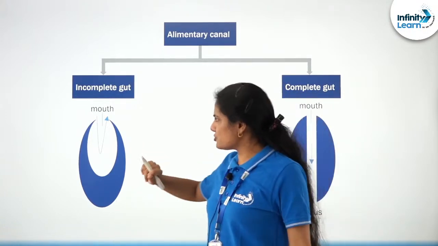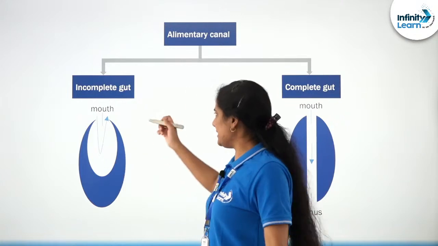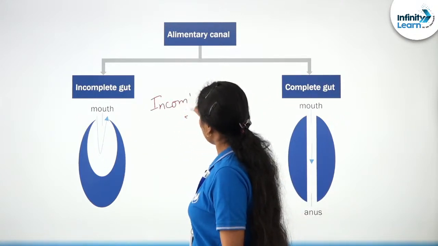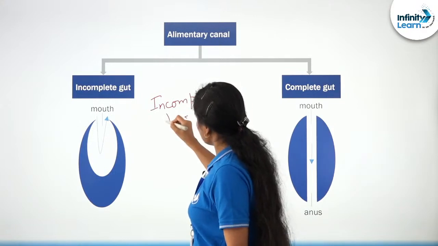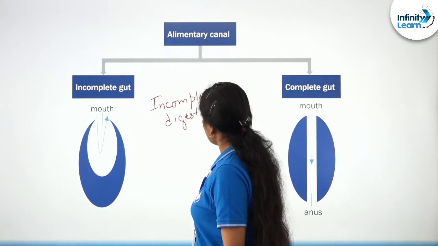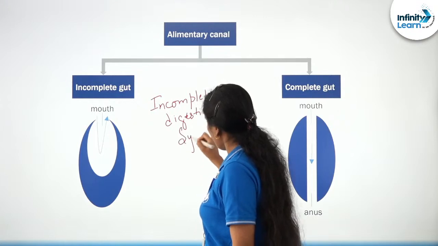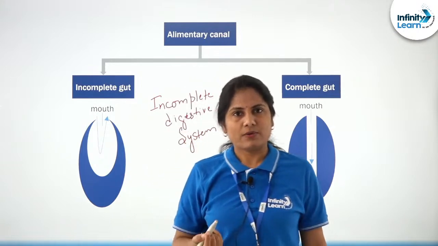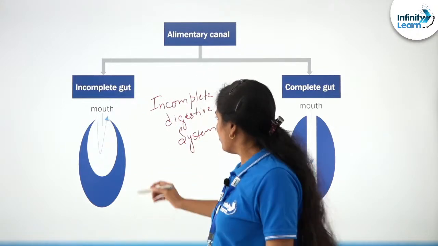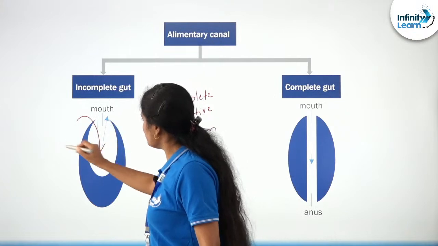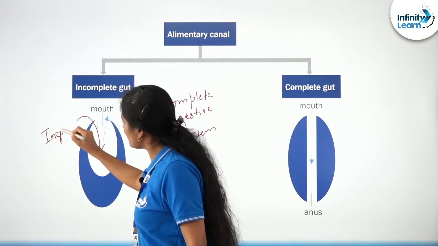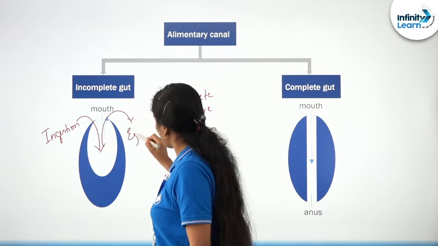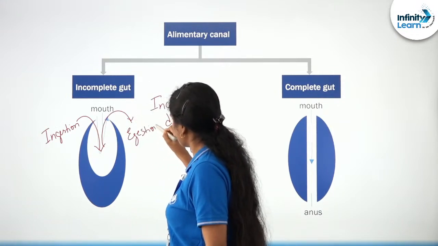Look at this particular structure. It's an incomplete gut, or we are basically talking about the incomplete digestive system. Why are we referring to it as incomplete? There's only one opening, right? There's just one opening, whether it is for ingestion, that is whether it is wanting to consume its food, or whether it is throwing away the waste by ejection.